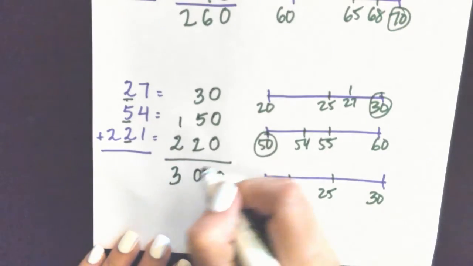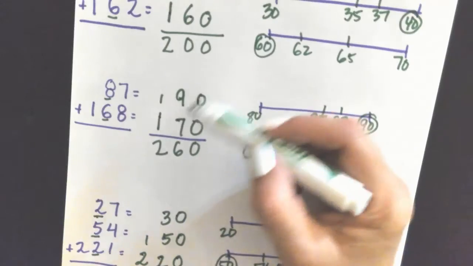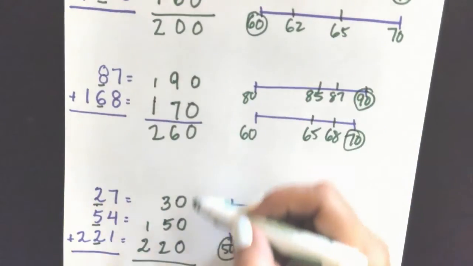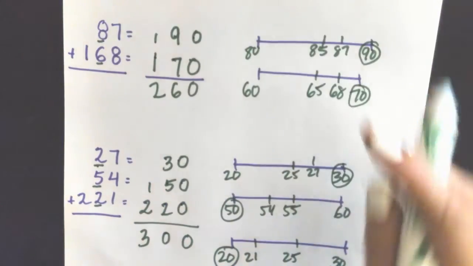That's 300. See, they tend to have zeros at the end. Sometimes I have all zeros, but they'll have at least one zero. When you're estimating, most likely you'll have at least one zero. Let me show you.